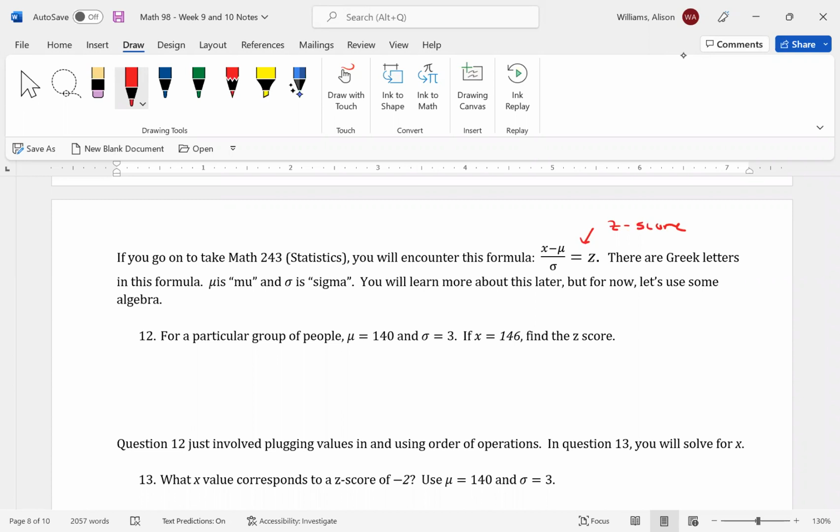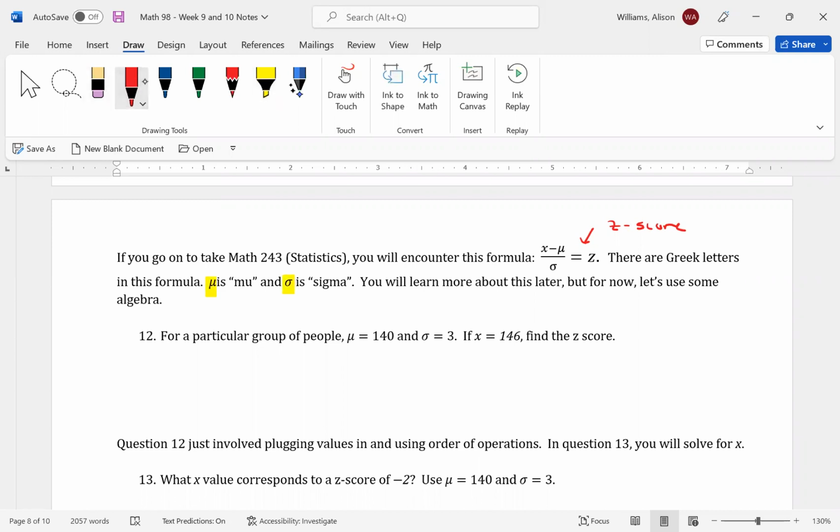There are Greek letters here, in particular, mu. Oops, we should have a space there. That's the letter mu, that's the Greek letter mu. And then that little circle with the tail, that's sigma, the Greek letter sigma. They're the lowercase, by the way, lowercase mu, lowercase sigma. Okay, so let's use the formula.